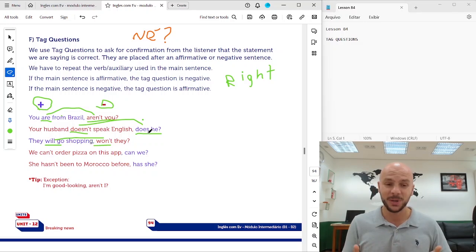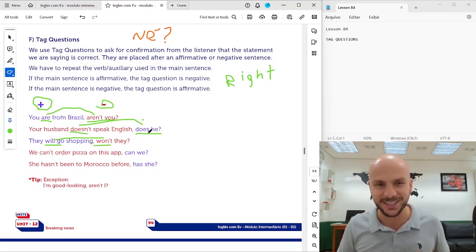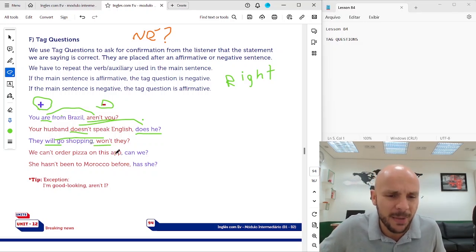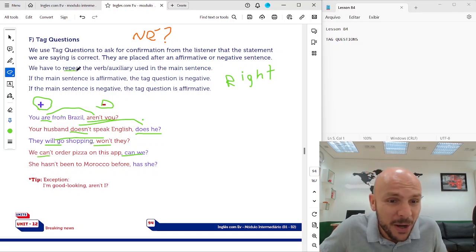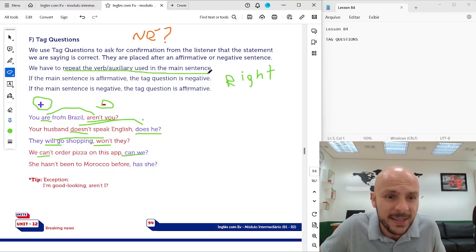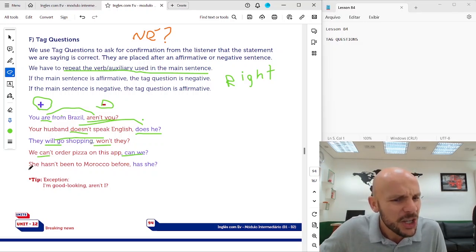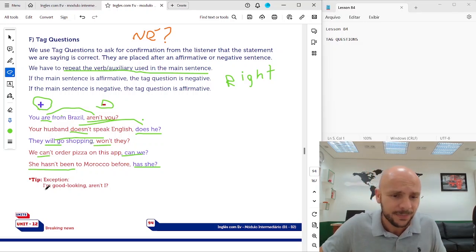But we need to know how to use tag questions because other people will use tag questions with us. So it's important to know them. We can't order pizza on this app. Can we? Okay, we can't. Can we? We have to repeat the auxiliary or the verb used in the main sentence, okay? She hasn't been to Morocco before. Has she?